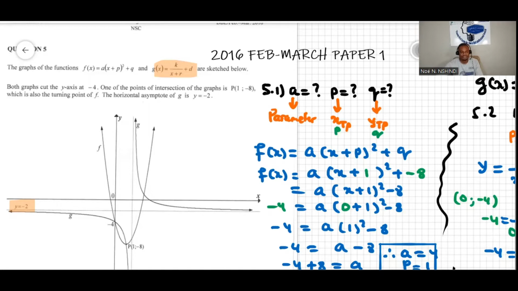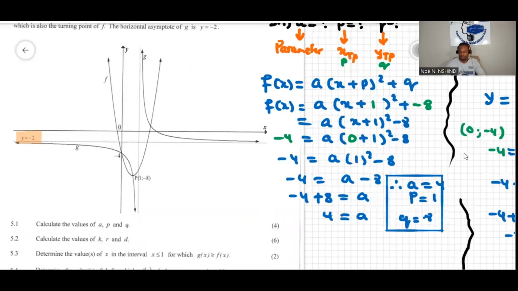Now we're going to do question 5.3. In the previous videos, we did question 5.1 and then 5.2. The question says, determine the values of x in the interval x is less than or equal to 1, for which g of x is greater than or equal to f of x.